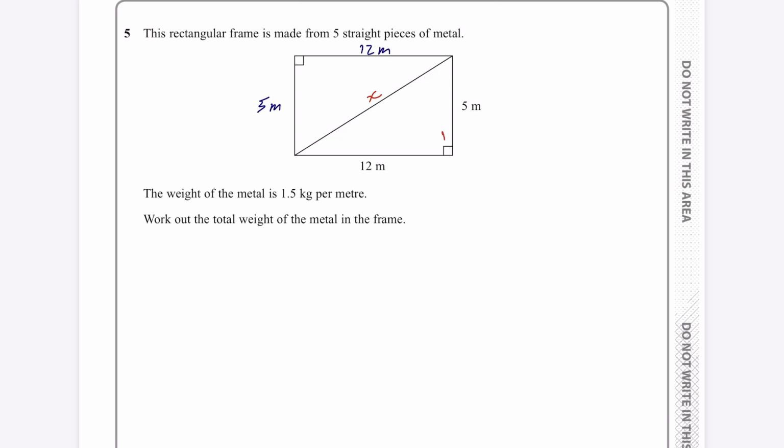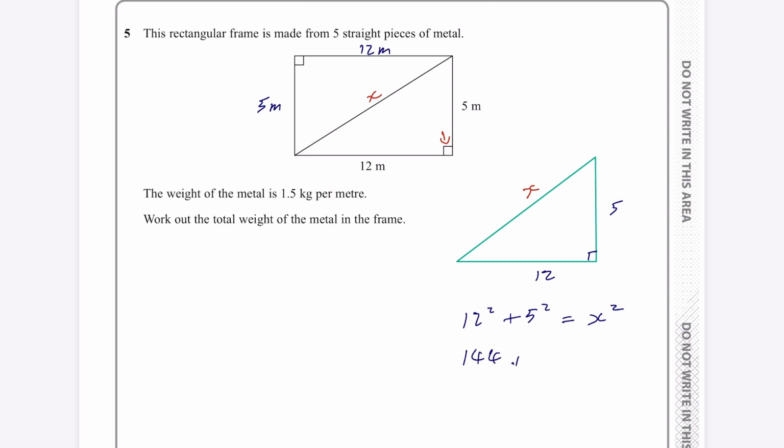So we need to work out the total length of the metal used and then multiply that by 1.5. We can see that it's a right angle triangle. If I was to draw that out on the right here, it would look something like that. And this would be x, that is 5, and that is 12, and that's a right angle, so we can use Pythagoras theorem. So 12 squared plus 5 squared is equal to the longest length. That's 144 plus 25 is equal to x squared. That's 169 is equal to x squared. Square root both sides, so square root 169 gives me 13.